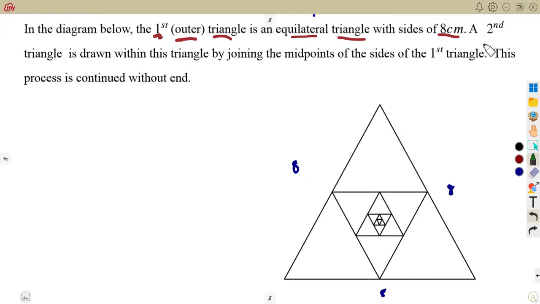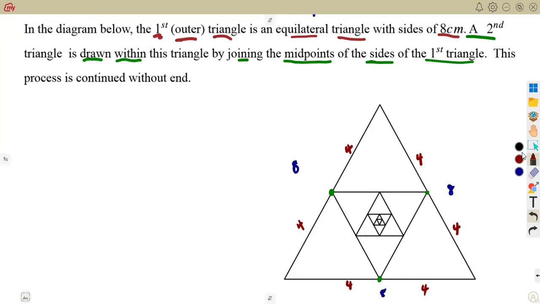Then we are given that a second triangle is drawn within this triangle by joining the midpoints of the sides of the first triangle. Meaning the second triangle, the one we see inside, was drawn by joining the midpoints. Remember from your analytical geometry, guys, a midpoint is simply dividing by 2. So if you divide this side by 2, this will be 4, this will be 4. You divide this one, this will be 4, this will be 4.